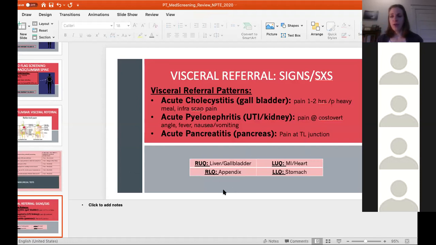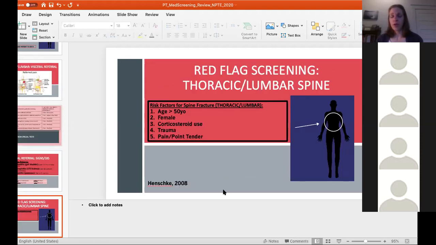So visceral referral patterns, I tried to simplify a little bit, based on what structure is affected and where you're going to see pain and symptoms present. So right lower quadrant we said was appendix. Right upper quadrant is going to tend to be liver and gallbladder. And then on the left, we're thinking heart for upper quadrant and then stomach for lower. Those are stereotypical quadrant referrals.